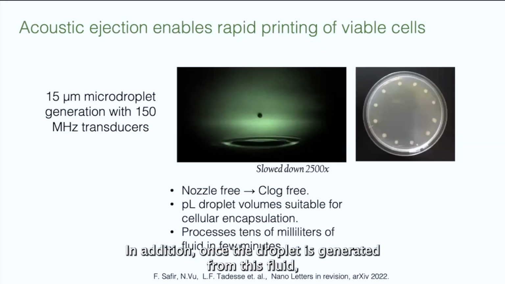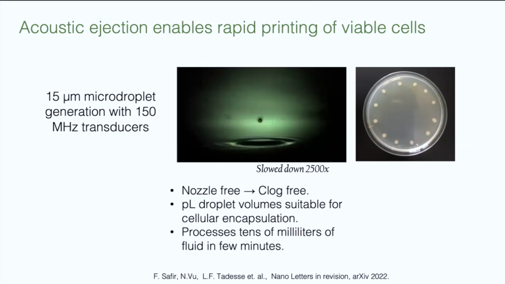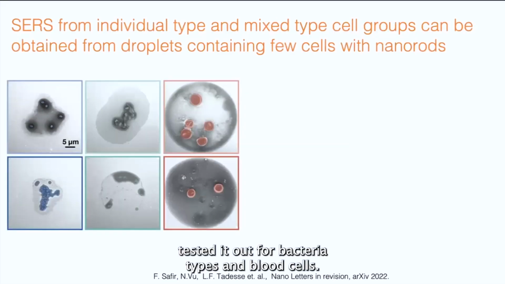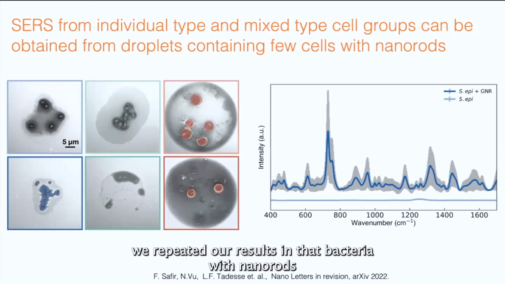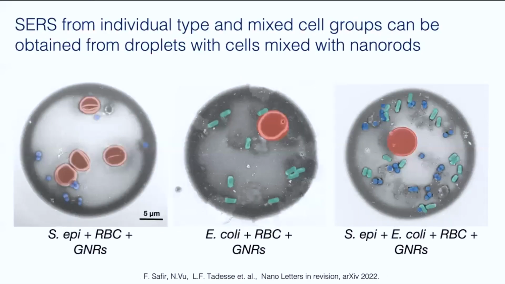In addition, once the droplet is generated from this free fluid, the cells are viable and they're able to grow in cultures. And we tested it out for bacteria types and blood cells. As you can see here, we repeated our result in that bacteria with nanorods versus without show the same enhancement that we found in a larger volume of cells.